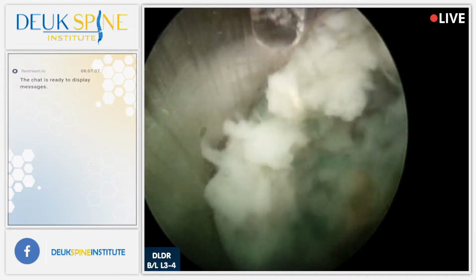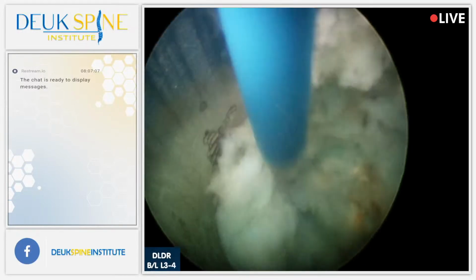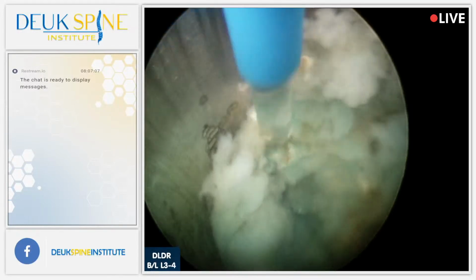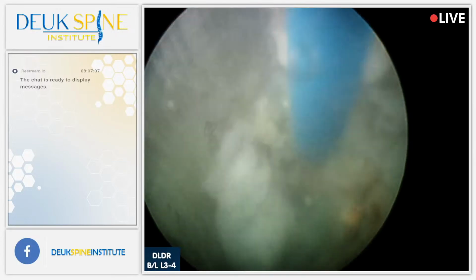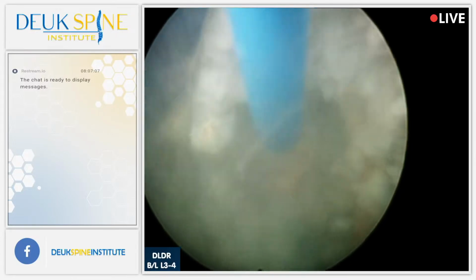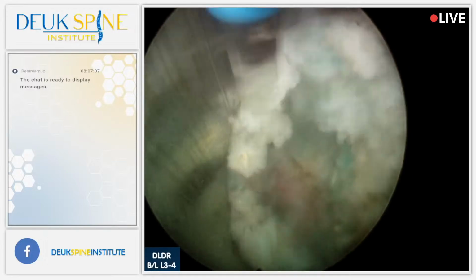Getting an MRI after a successful surgery that eliminates your symptoms is totally unnecessary and not helpful in any way. So we don't order MRIs.